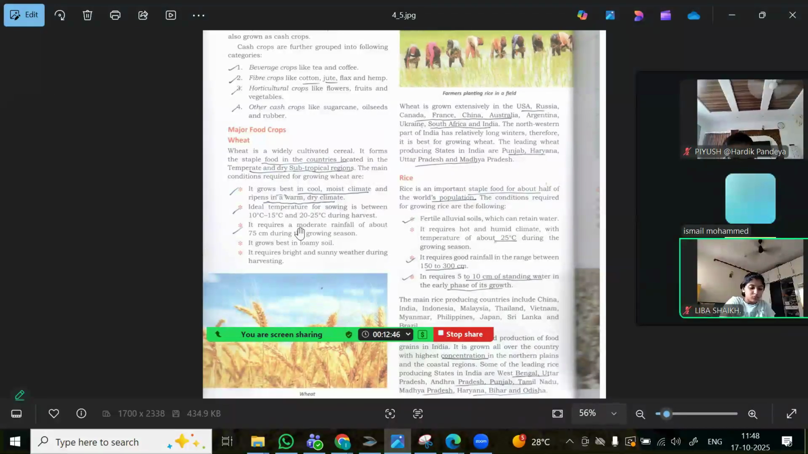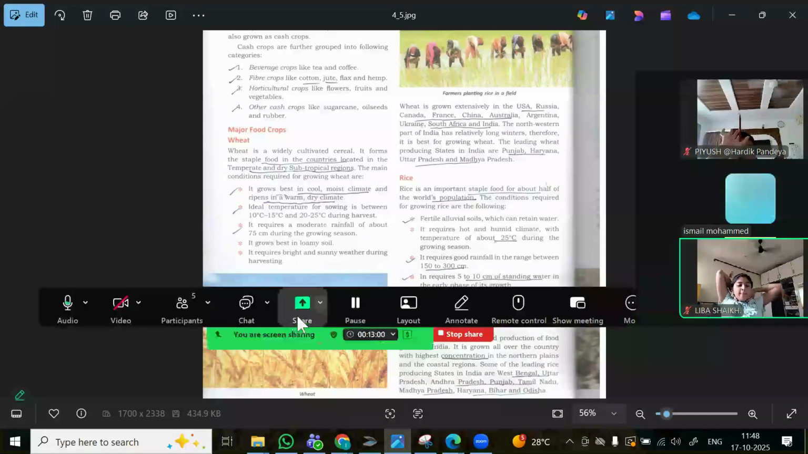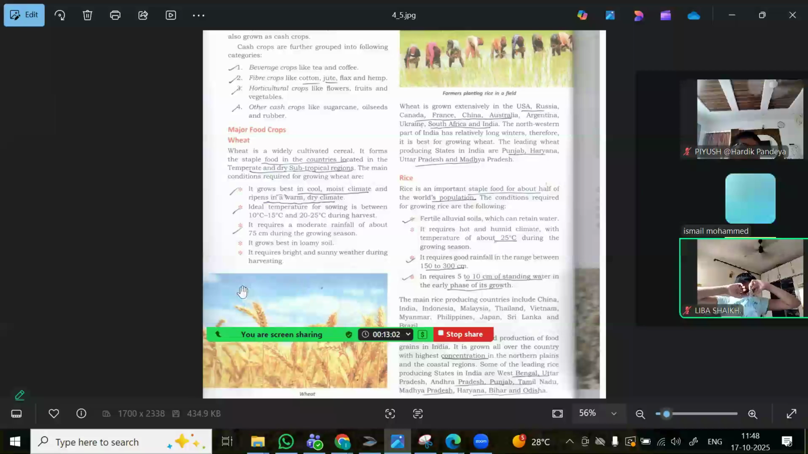So what are the conditions needed? It grows best in cool, moist climate and ripens in warm, dry climate. You can see here how the wheat crop looks. You can see bright sunshine here, and grass-like leaves. So it needs cool, moist climate for growing, and to ripen, it needs warm, dry climate.